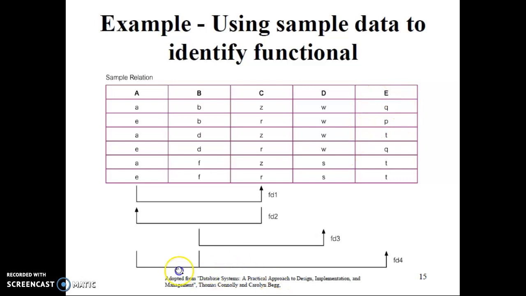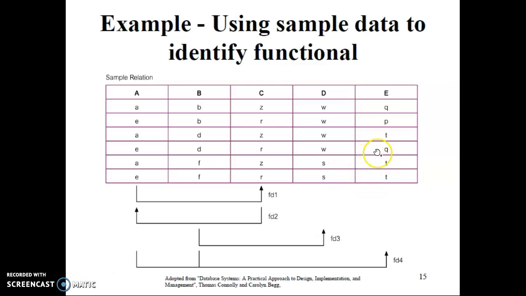For every combination of values from attributes A and B, there is one value in attribute E. So functional dependency 4 is identified as shown in the figure. However, the reverse is not true because the attribute E does not functionally determine any other attribute in this table.